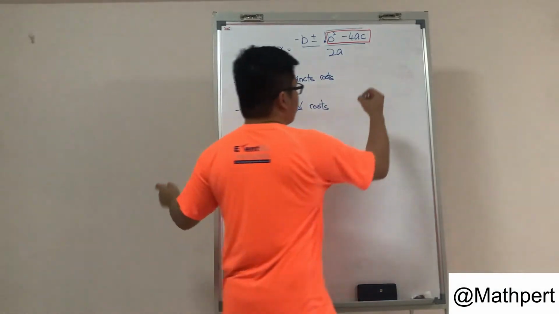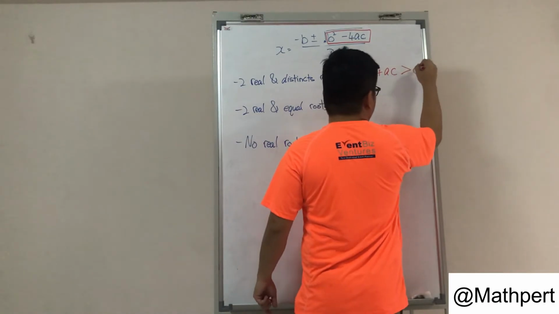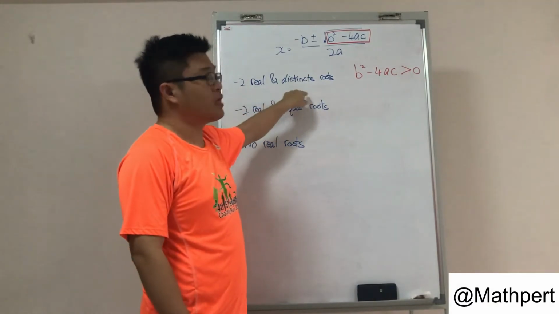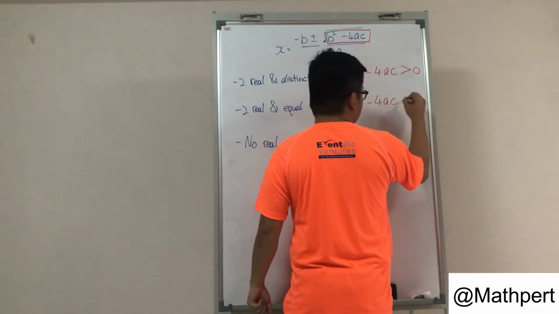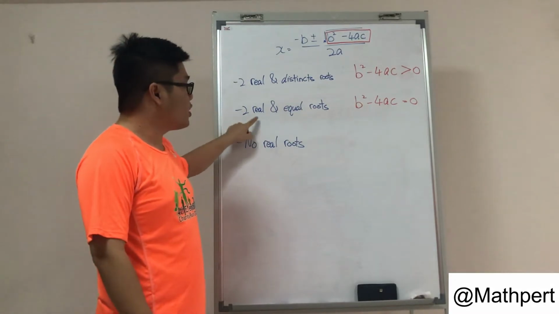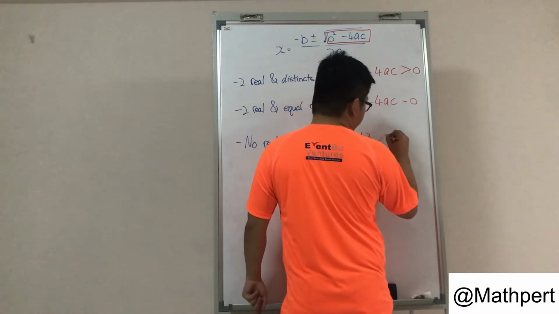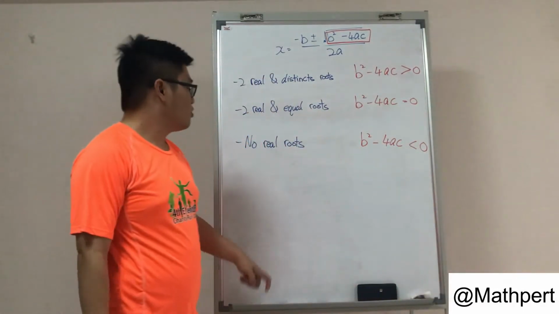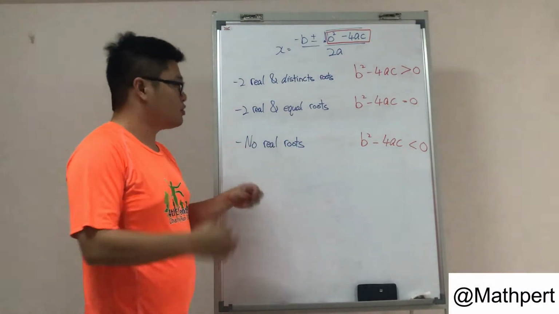So when b squared minus 4ac is larger than 0, then the quadratic equation has two real and distinct roots. When b squared minus 4ac equals 0, the quadratic equation has two real and equal roots. When b squared minus 4ac is smaller than 0, then the quadratic equation does not have any real roots.